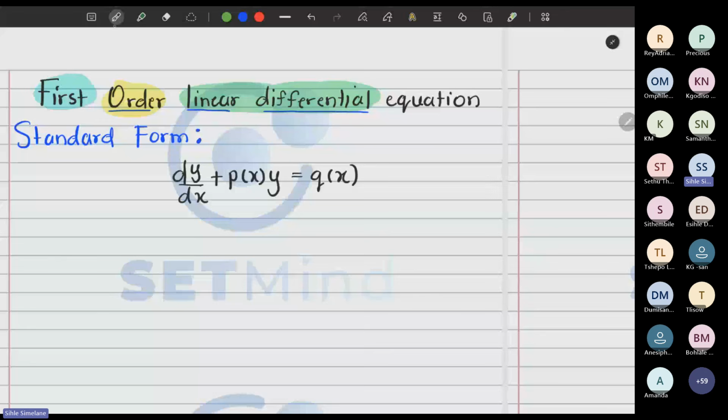Why is it a first order? It is because the highest derivative here is 1. So if you look carefully, our highest derivative is equal to the first derivative. So that is why we are going to say this is a first order differential equation.